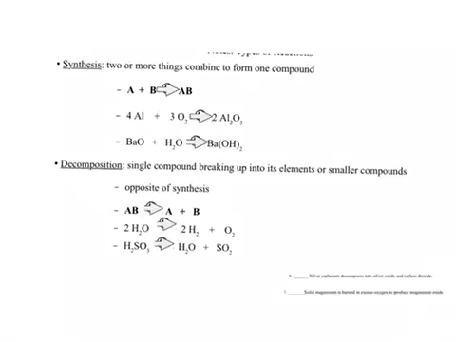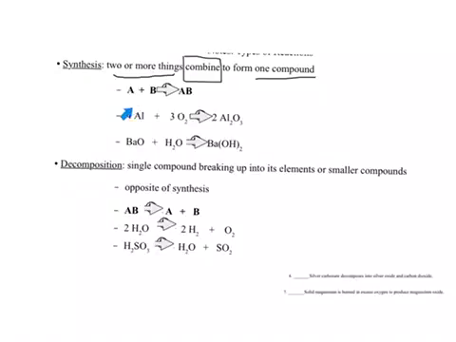This tutorial is about types of reactions, synthesis and decomposition. They kind of go together. So whenever you have a reaction where two or more things combine to form only one compound, that is synthesis. So some examples are if you have A plus B, and they combine to form one compound AB, that is the format of a synthesis reaction.